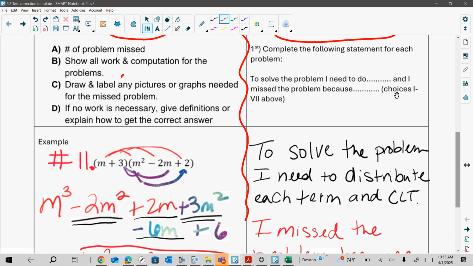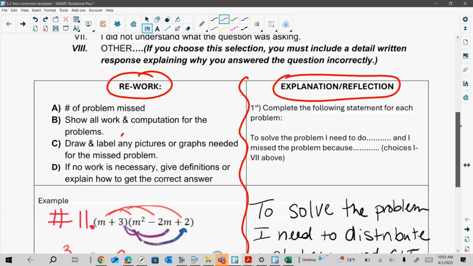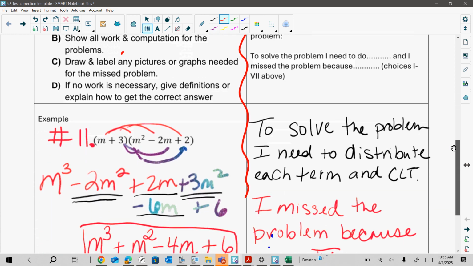Okay, so you're telling me how to solve the problem. You just start the statement: to solve the problem I needed to blank, blank, whatever. If it's more than one step, you write it out. And I missed the problem because, you can pick one of these choices, but I prefer you put it in your own words. Okay, so this was one of the problems that was missed.